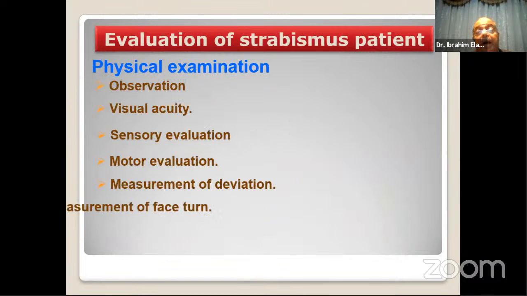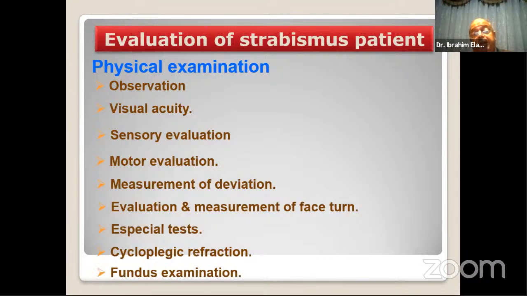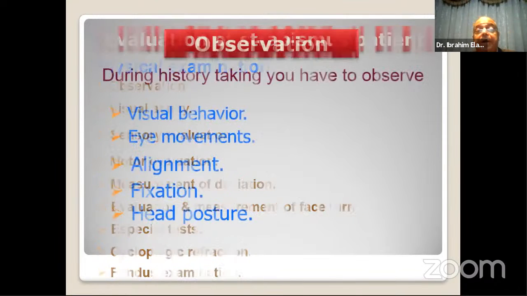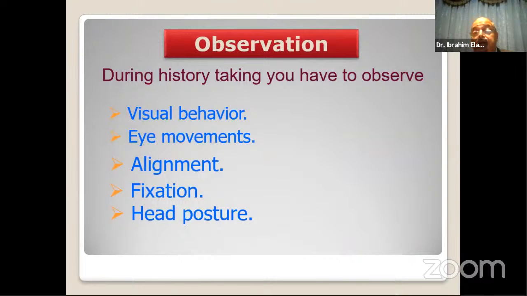And after that, the physical examination. This is the list of items of the physical examination; we will not discuss it. But the first item in physical examination is the observation. During the history taking, while you talk with the mother, with the father, or with the patient himself if he's old enough, you have to observe the visual behavior of the patient.